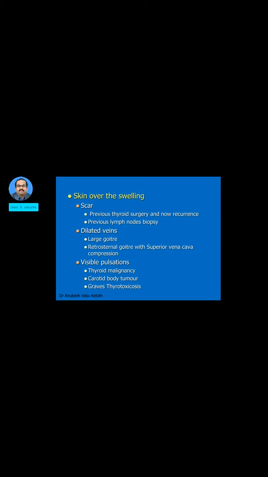Second thing you can see is dilated veins. Dilated veins can be seen in large or huge goiter. A retrosternal goiter with superior vena cava compression can also have dilated veins in the neck. Similarly, you can have visible pulsations, and that may be seen in Graves' thyrotoxicosis, sometimes in other lesions like carotid body tumor or a carotid aneurysm. You can have thyroid malignancy having a visible pulsation.